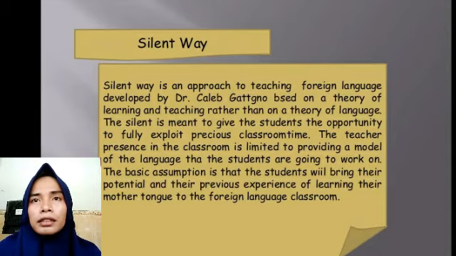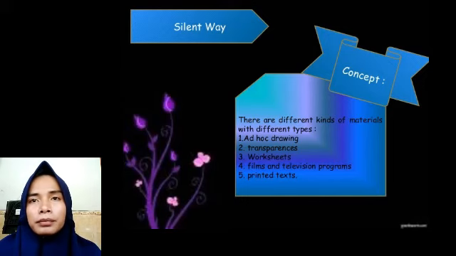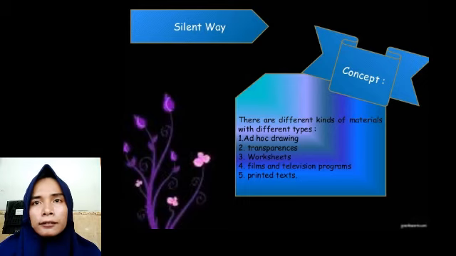And next slide, silent way. There are different kinds of material with different types. Number 1, ad hoc drawing, and number 2, transparencies. And next, 3, worksheets, and 4, film and television programs, and 5, printed text.